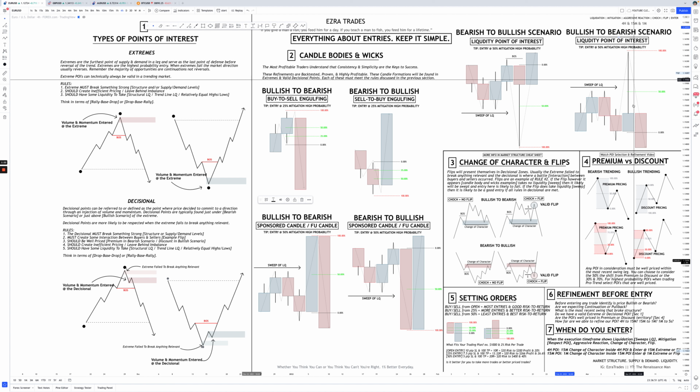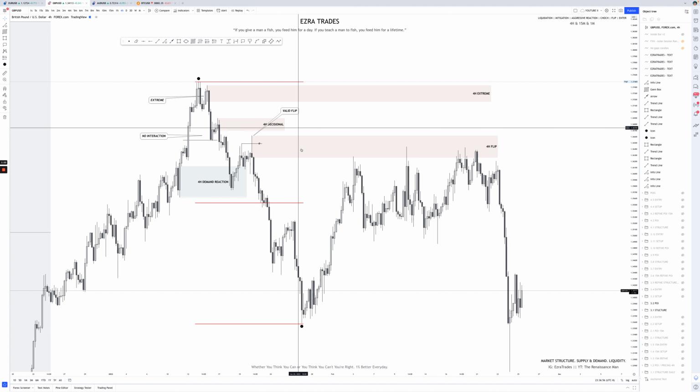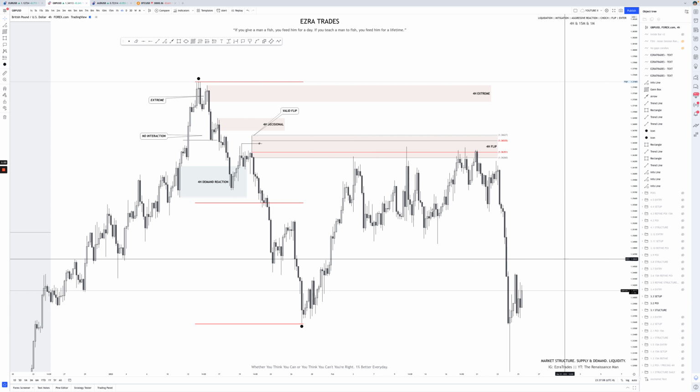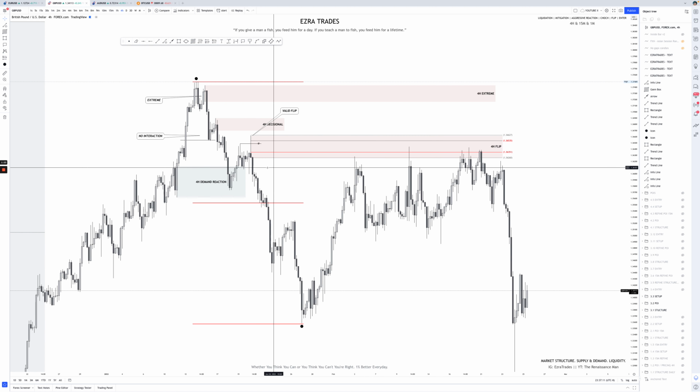Liquidity point of interest. How do we like to enter those? You can choose to make your own rules, but in my case, I'll like the 50%. So let's look at our setup here. In this case, for example, here, okay. So here, for example, what we can do is this too.